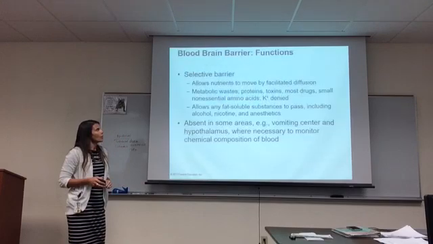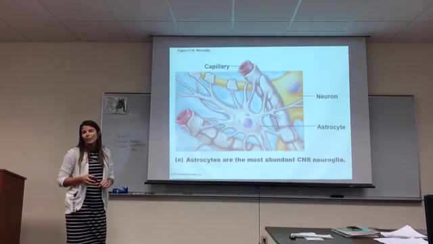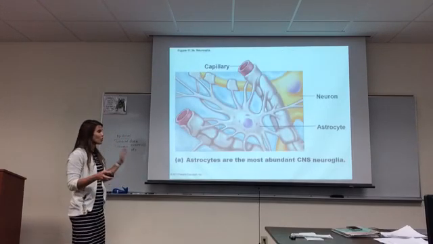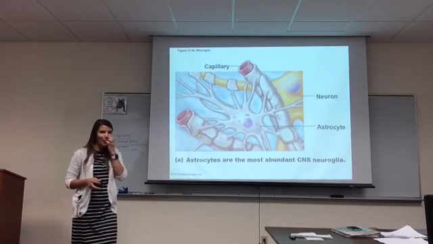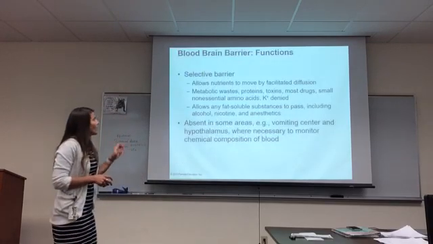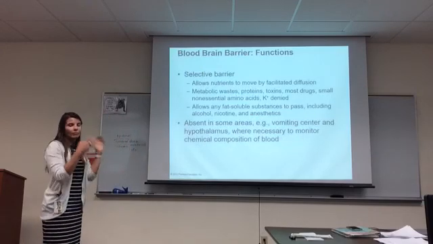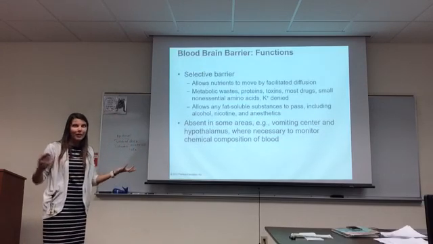Astrocytes, central nervous system or peripheral? Central. This whole chapter is central, just so you know. Chapter 11 is peripheral, chapter 12 is central. Okay, what's the function of a blood-brain barrier?